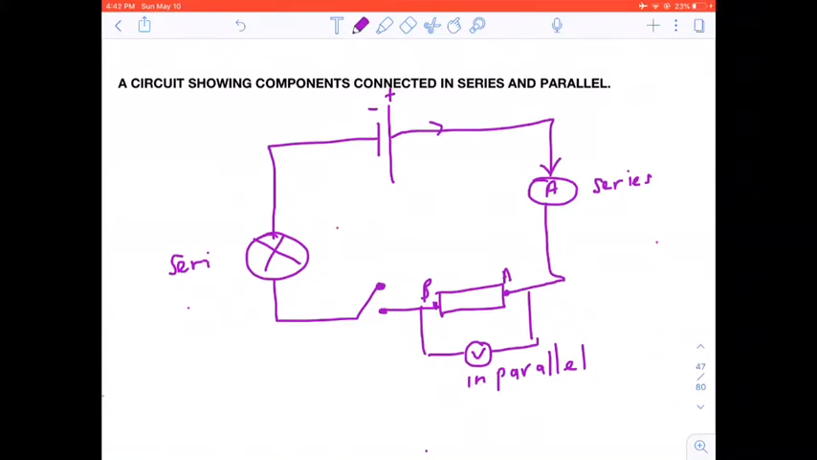So your voltmeter has to be connected in parallel, and a voltmeter has a very high resistance, right? We'll talk about resistance later. And an ammeter has got a very low resistance, right? So you cannot put a voltmeter in a circuit in series, right? You cannot put a voltmeter here. A voltmeter has to be connected parallel to a particular component, right?